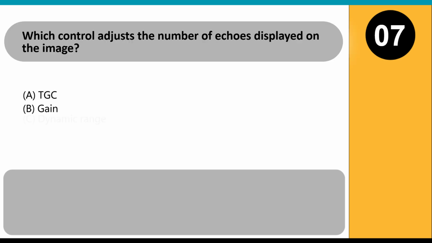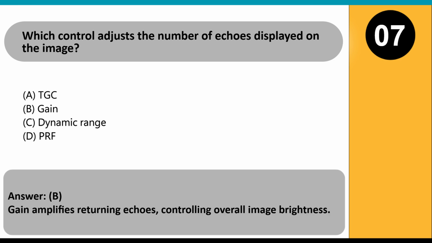Which control adjusts the number of echoes displayed on the image? A. TGC. B. Gain. C. Dynamic range. D. PRF. Answer B. Gain amplifies returning echoes, controlling overall image brightness.